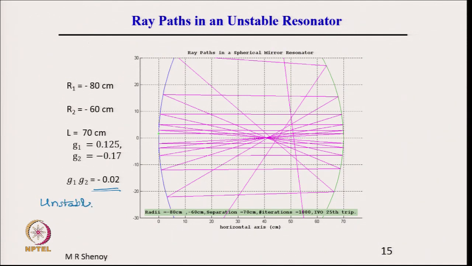You see the ray paths which are plotted, they travel for some time, but then they either go out from here, or go out in different directions. In other words, we cannot find rays which are confined. Initially, they can go back and forth for some time, but afterwards you can see that they finally go out of the resonator.